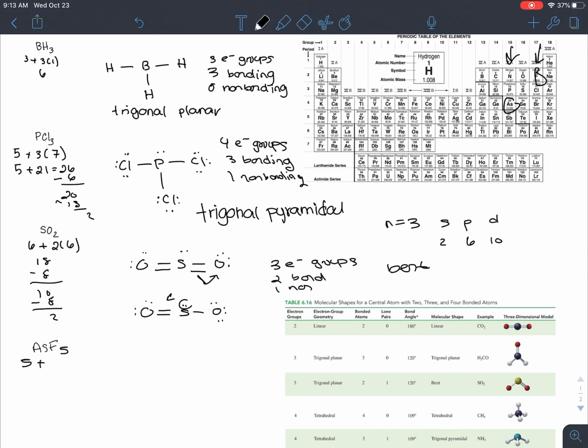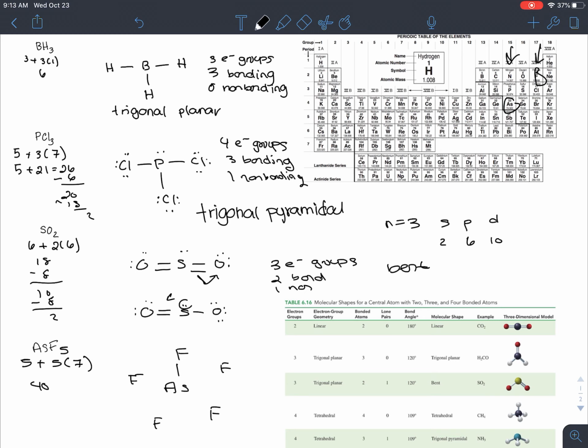Arsenic is 5. Fluorine is 7, and we have 5 of them. 5 times 7 plus another 5. What does that come out to be? It's always good to count your electrons first before bonding things together. So that should be 40 electrons. So now, I have arsenic. That's going to go in the middle. Fluorine, fluorine, fluorine, fluorine, fluorine. 1, 2, 3, 4, 5.